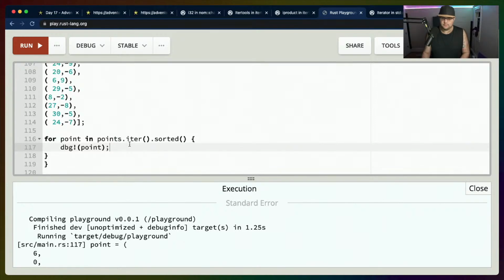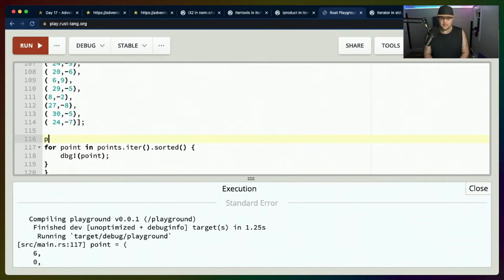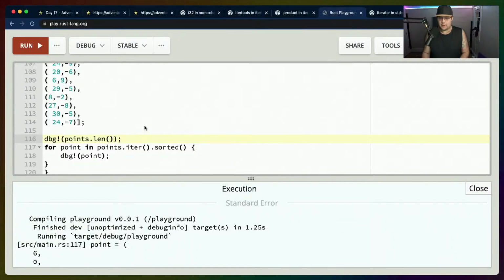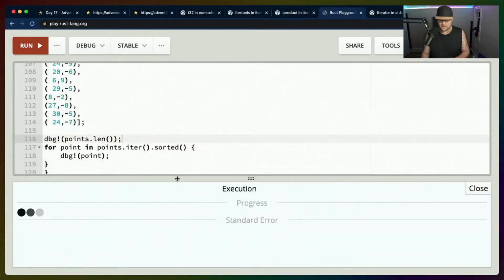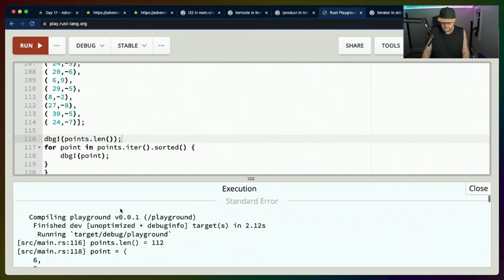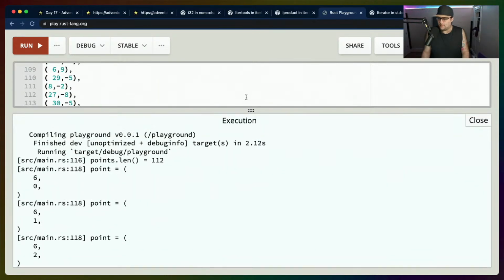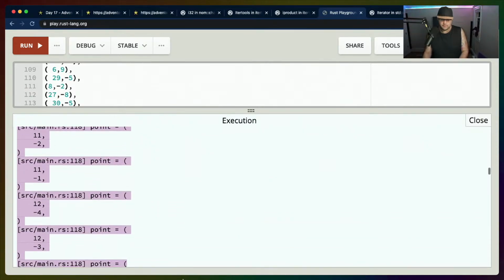Actually, you know what I'm going to do first? Points, that lang. I'm going to sanity check myself before I do this. I need a better phrasing for that action. 112. Great. Wonderful. That's what we want. So let's grab this.